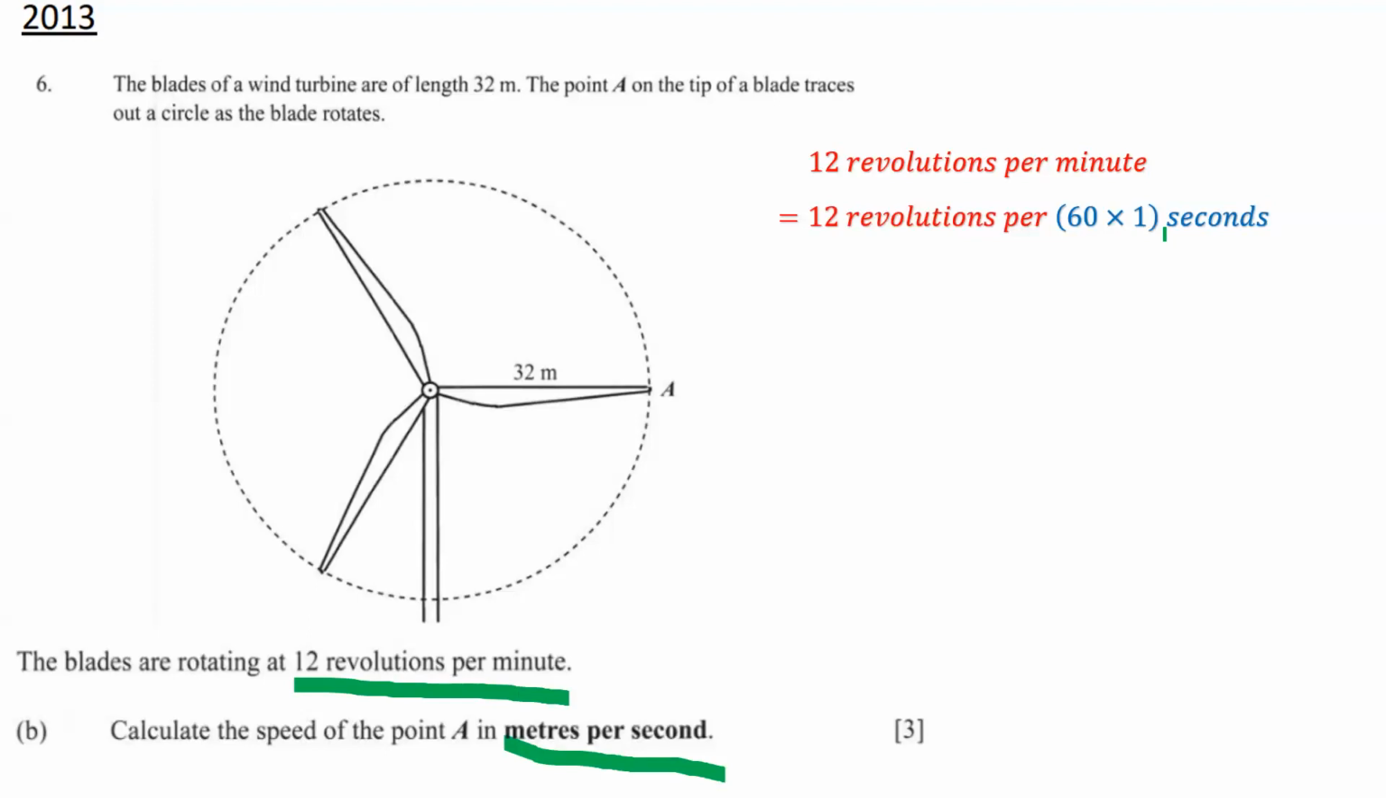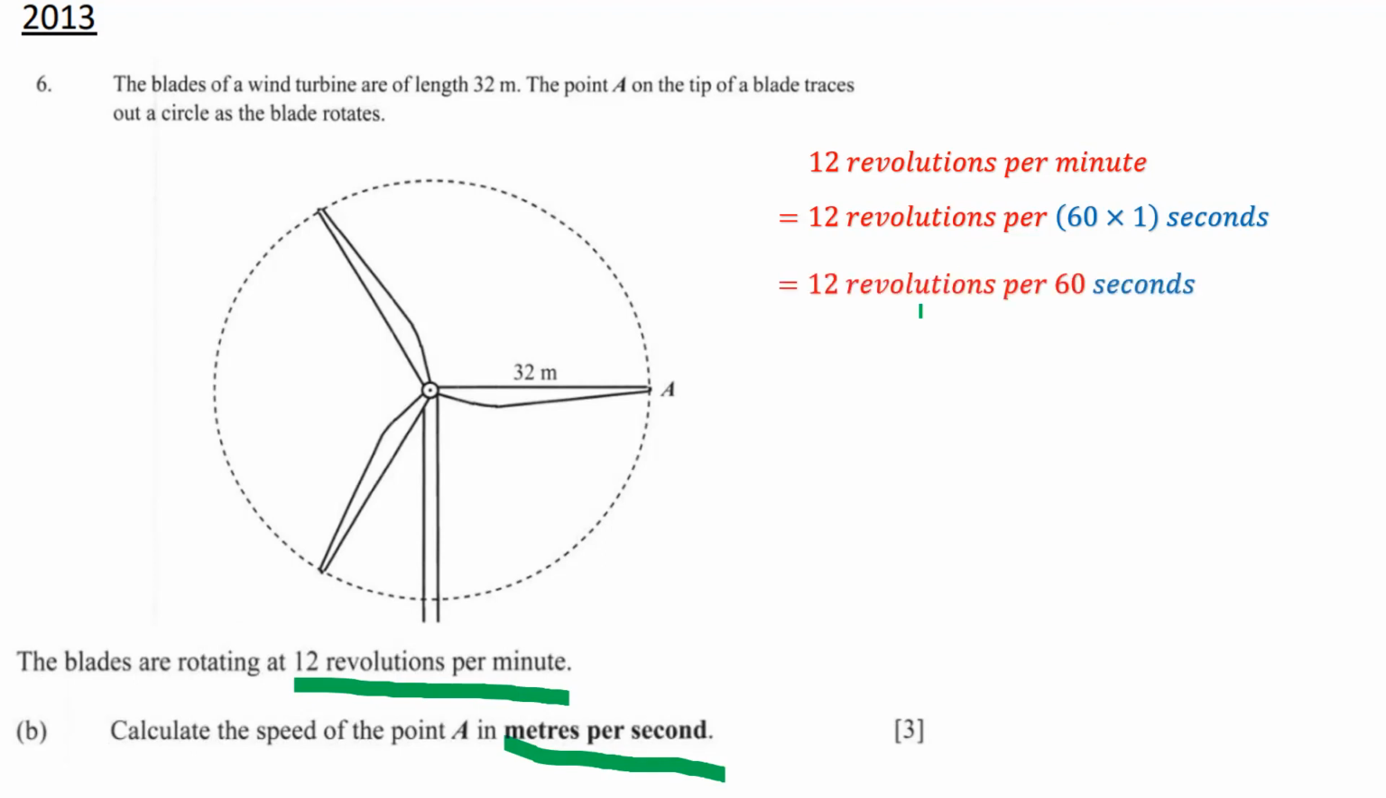So let's break that down again. There are 12 revolutions every minute. And we know that 1 minute is equal to 60 seconds. So that means that there are 12 revolutions every 60 seconds, all right? So what else can we deduce from that? If there are 12 revolutions every 60 seconds, the question is, how many revolutions are going to be in 1 second?